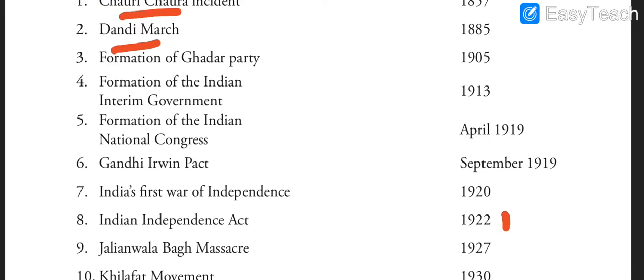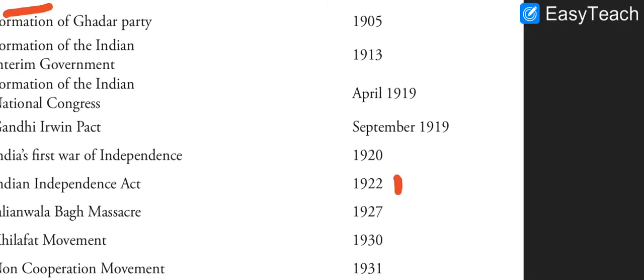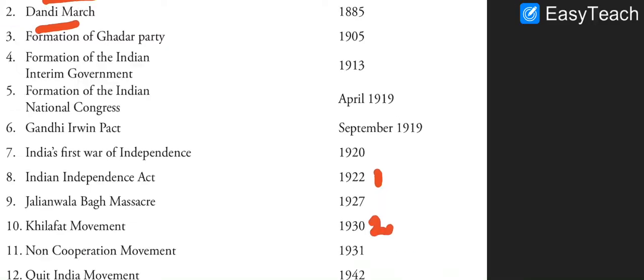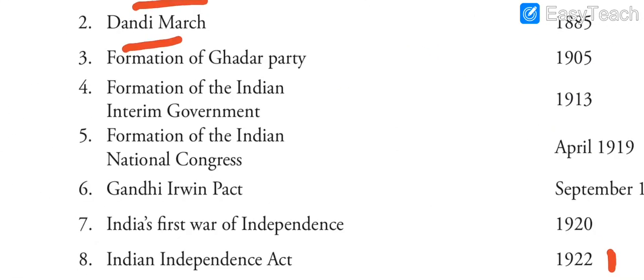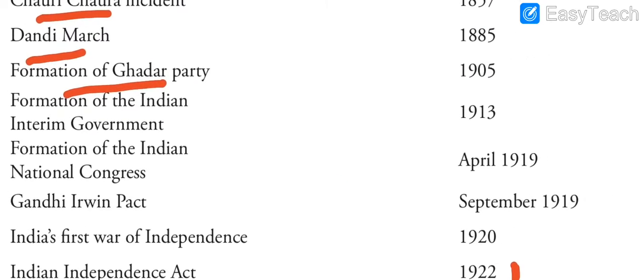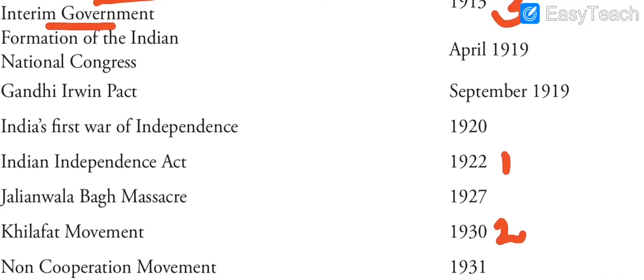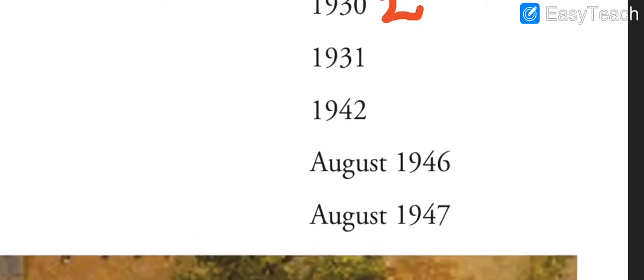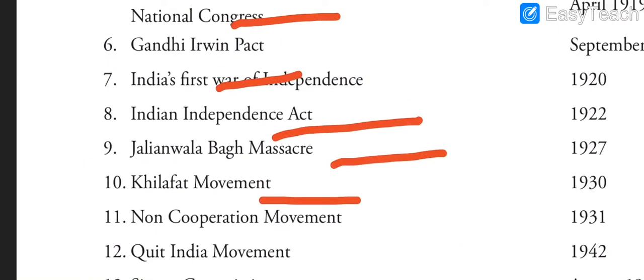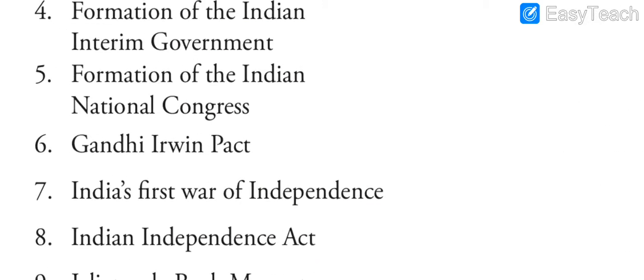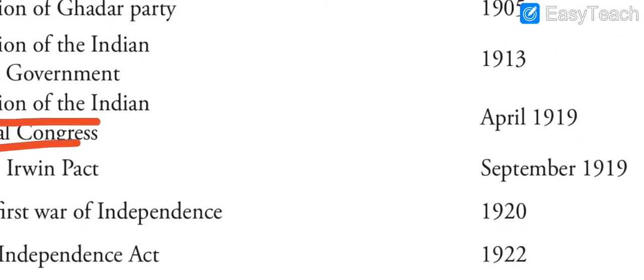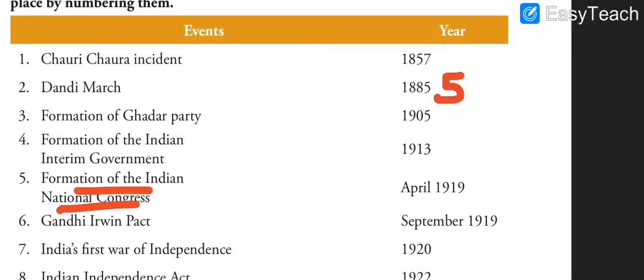Next is Dandi March. It took place in the year 1930. So just write 2 in front of 1930. Next we have formation of Gadar Party. It was done in the year 1913. Next we have formation of the Indian interim government. The formation of the Indian interim government was in August 1946. Next we have formation of the Indian National Congress. It was formed in the year 1885.